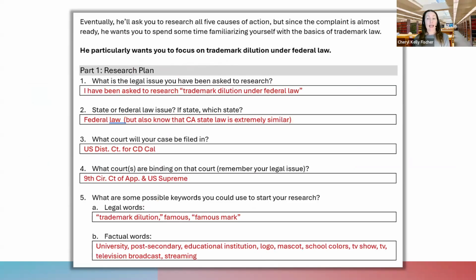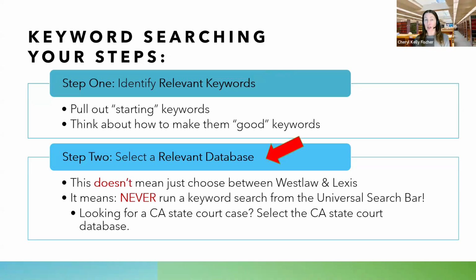All right. Now you need to pop those good crafted keywords into a relevant database. This is part two. What does relevant database mean exactly? It doesn't mean just choose between Westlaw or Lexis. They're both relevant databases. It means never run your keyword search from the universal search bar. That's what anyone off the street can do. Instead, if you're looking for a California state court case, select the California State Court database.